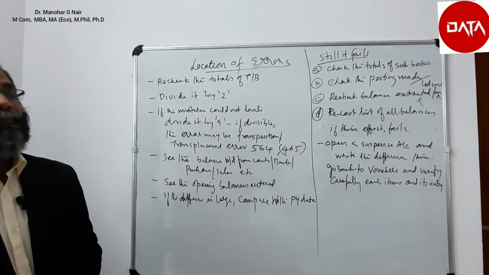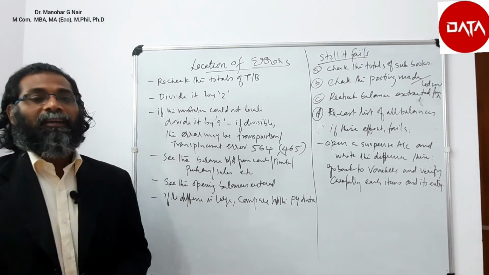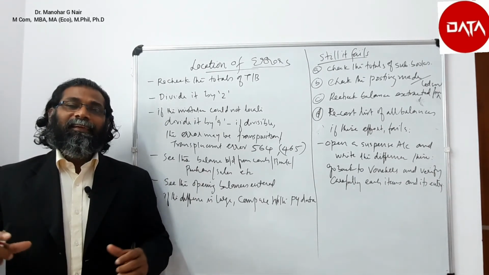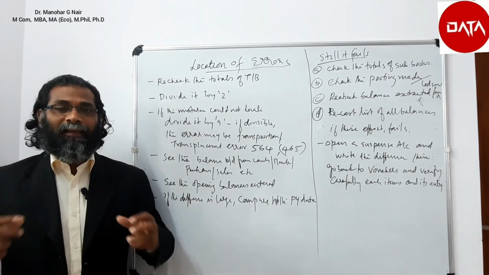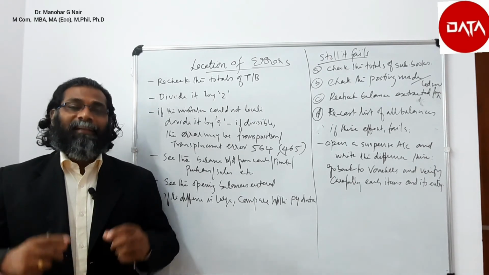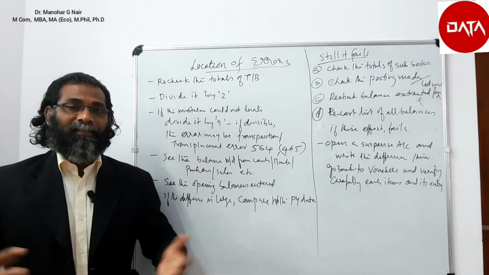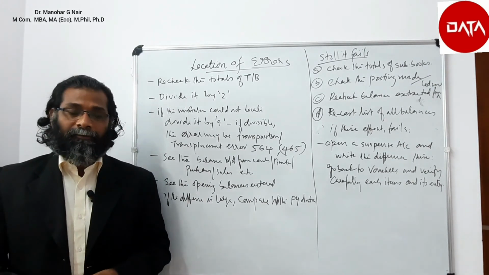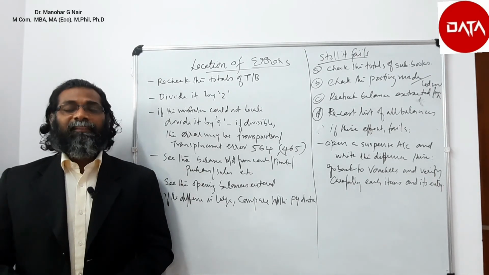Even after that, if all the efforts fail, then open a suspense account. A suspense account is nothing but an account which is opened to make the trial balance equal in both columns. It is a temporary, imaginary account prepared to equalize the trial balance. A suspense account is not a real account, and it needs to be eliminated or removed by rectifying the error. The rectification of errors we will discuss in the next video.